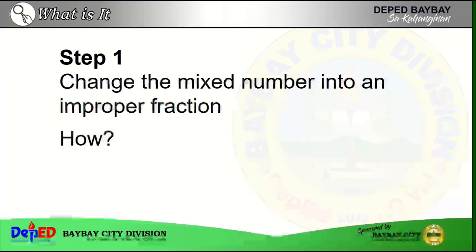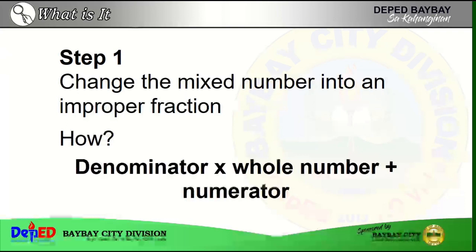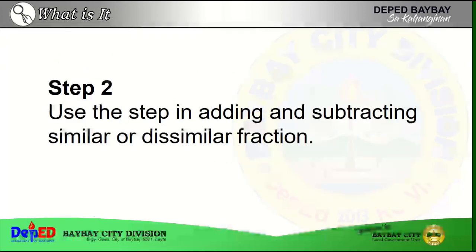How? Let's use this technique in changing a mixed number to an improper fraction. Denominator times whole number plus numerator. Say it again. Denominator times whole number plus numerator. Step number 2. Use the steps in adding and subtracting similar or dissimilar fractions. Okay, let's have an example. Number 1 for addition. 2 and 3/4 plus 1 and 2/3.